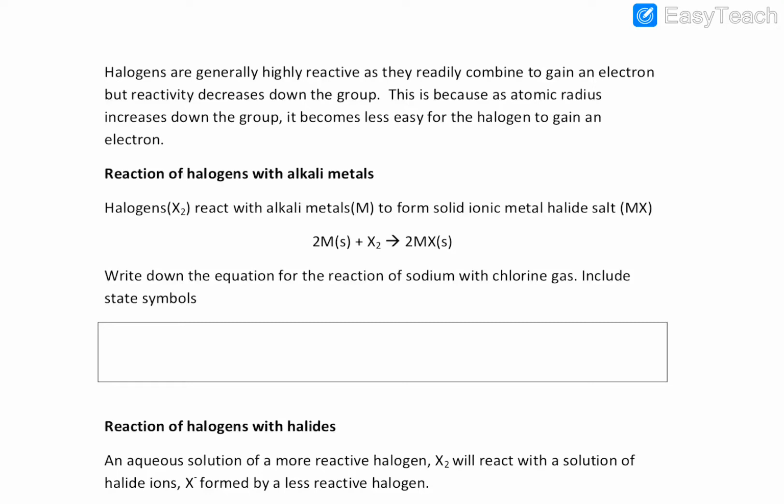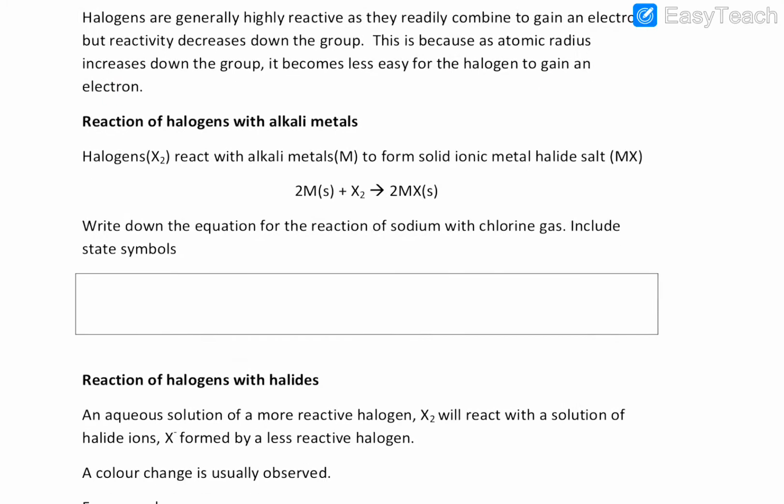So here, down the group, the charge density is decreasing, so effective nuclear charge is kind of decreasing because we have that shielding effect. So it becomes harder for it to gain an electron.